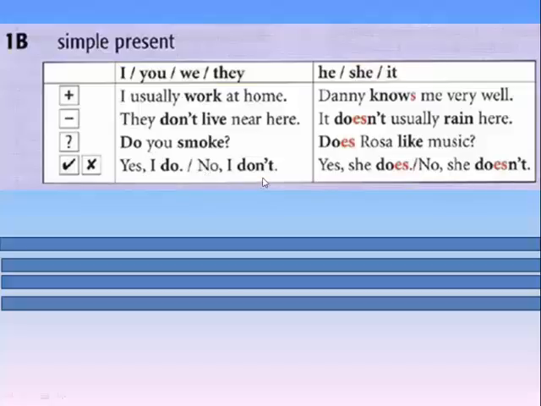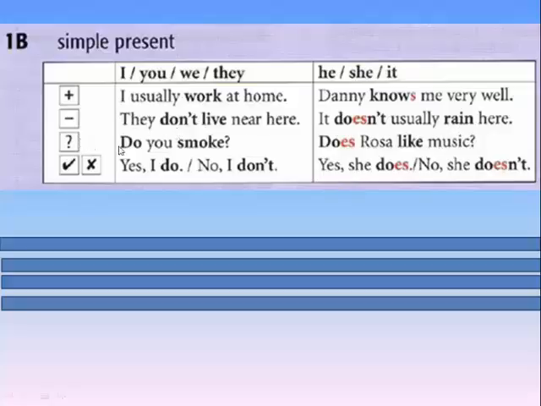Remember, in English, we need to sound polite. We can't say yes or no. We need yes plus something or no plus something. Remember, in affirmative, I, you, we, and they is just the base form, but he, she, it is the base form plus S. In negative, we always need an auxiliary, and the auxiliary has the S. The verb is in the base form.